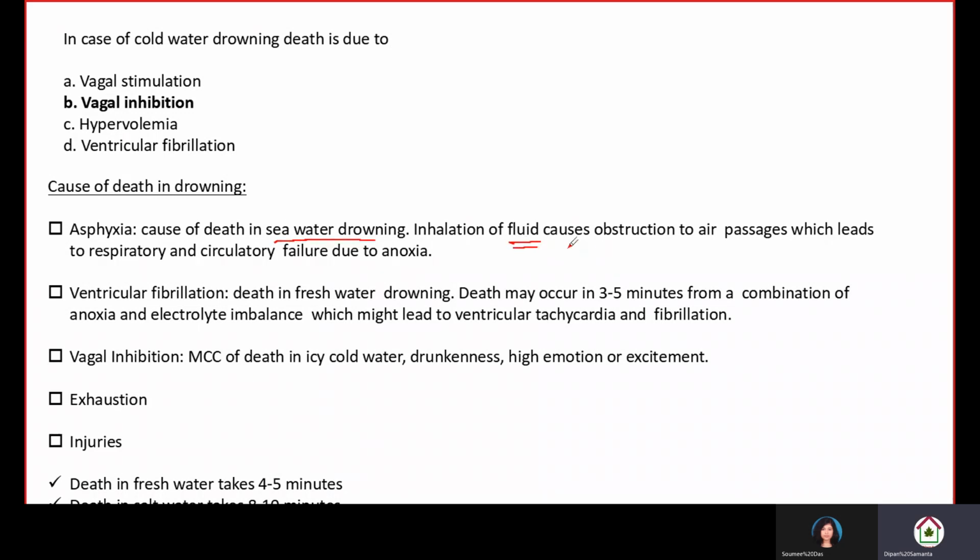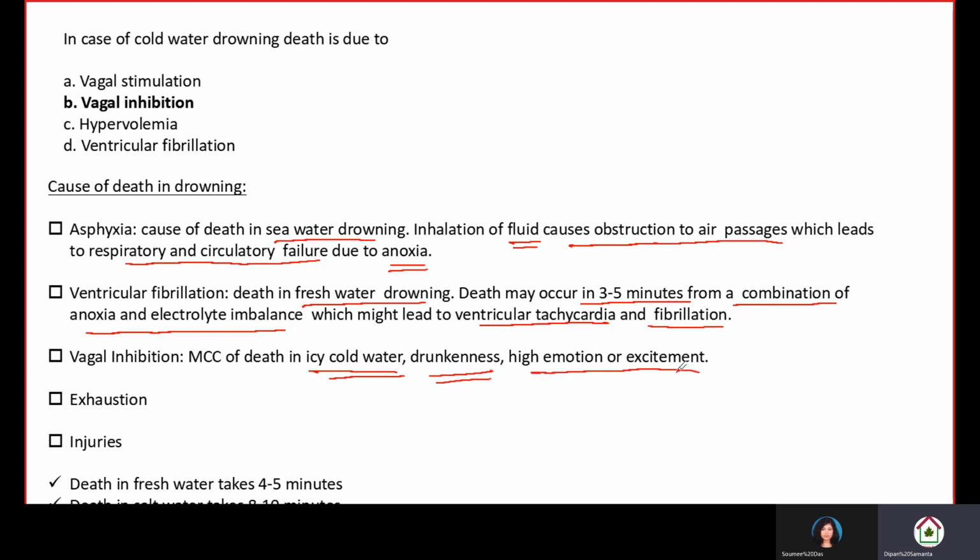Inhalation of fluid causes obstruction to air passages leading to respiratory and circulatory failure due to anoxia. Ventricular fibrillation, death in freshwater drowning. Death may occur in 3 to 5 minutes from the combination of anoxia and electrolyte imbalance, leading to ventricular tachycardia and fibrillation. Now this is ventricular fibrillation. And next, vagal inhibition, the most common cause of death in icy or cold water, drunkenness, high emotions or excitement. Vagal inhibition occurs.